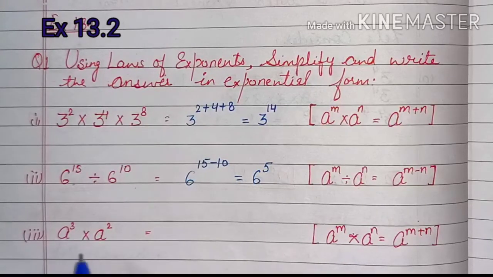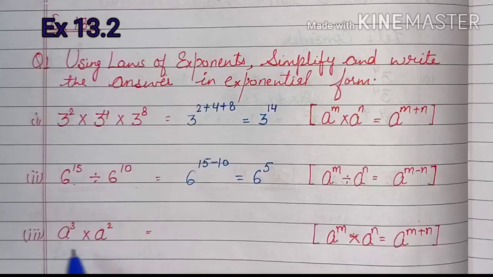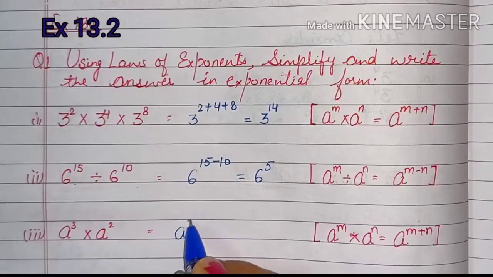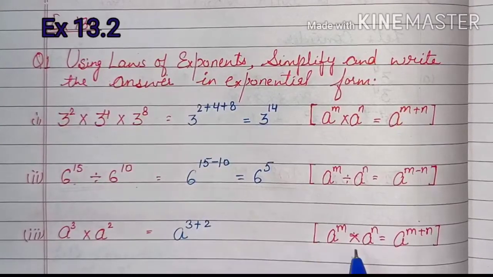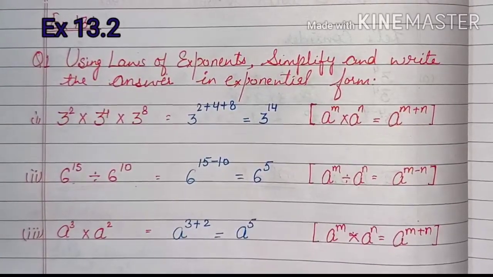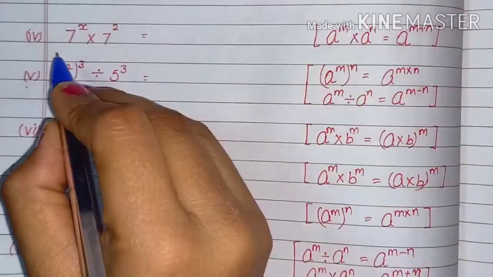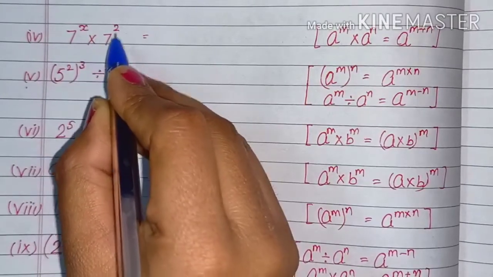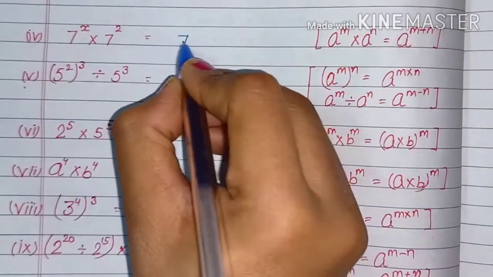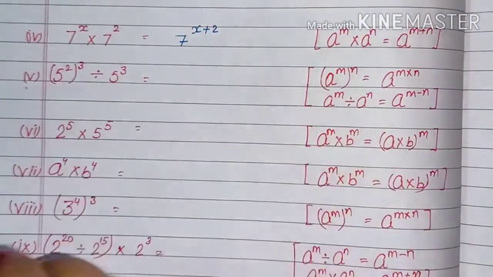In the third part, a raised to power 3 multiplied by a raised to power 2. The bases are the same, then we will add the powers. To find this product we will add the powers using this law. So it is a raised to power 3 plus 2, which is equal to a raised to power 5. In the fourth part, 7 raised to power x multiplied by 7 raised to power 2. The bases are the same, multiplication, then we will add the powers. So it will be x plus 2.